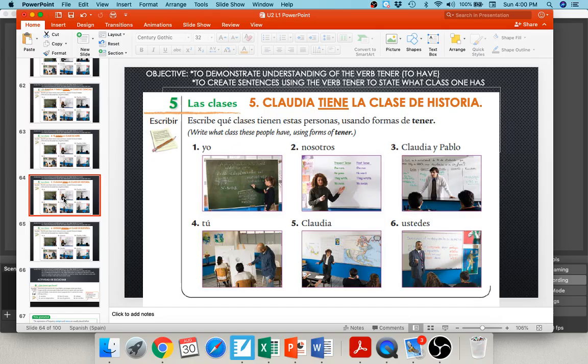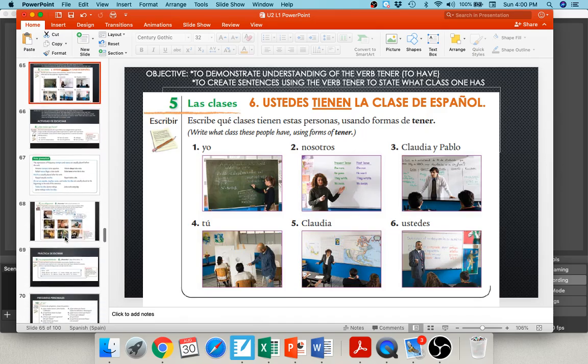And in number 6, we have ustedes, or you all, y'all. That looks like a Spanish class, the best class of all. So we want to say that you all have Spanish class. We're going to say ustedes tienen, bottom right box, la clase de ciencias. Hopefully, this has been helpful to you in understanding when to use the verb tener.